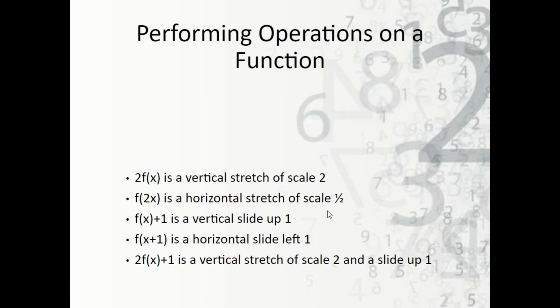Now, 2 f of x plus 1. So now we're combining two different things. We're going to have a vertical stretch of 2 because of the 2 in front. And then the plus 1 is going to slide us up 1. So we end up with two different transformations there.